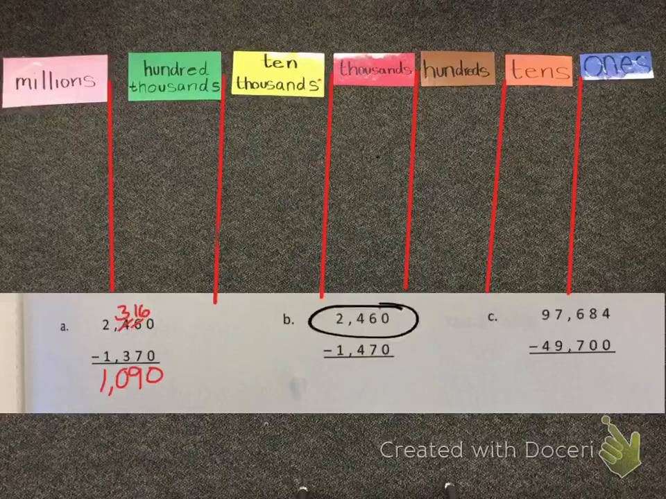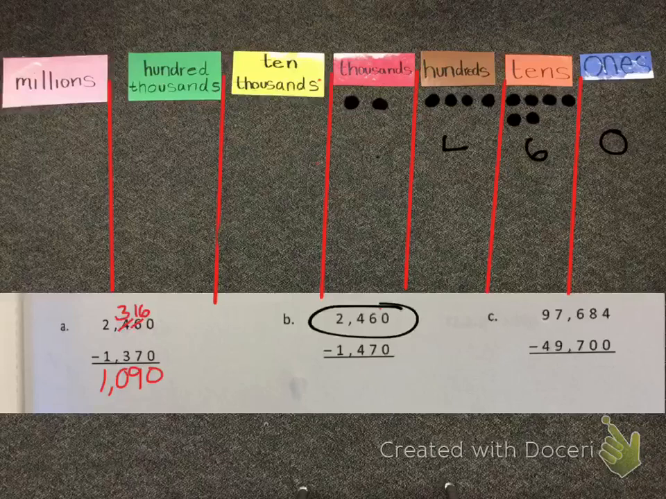Excellent. So let's put 2,460 in our place value chart as dots. So we have 0, we have 6 tens, 1, 2, 3, 4, 5, and 6. We have 4 hundreds, 1, 2, 3, and 4, and we have 2 thousands. I am also going to write the digits underneath. And then I'm going to subtract 1,470 from that. Cool. All right, so now let's subtract.